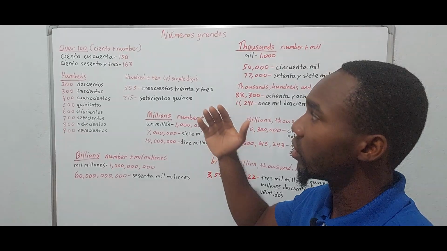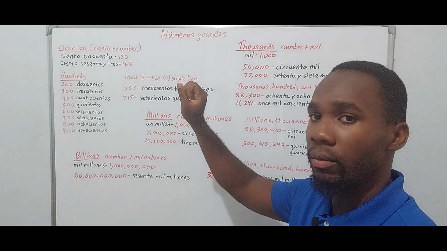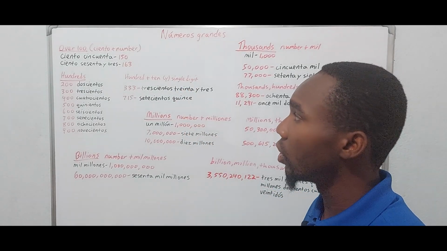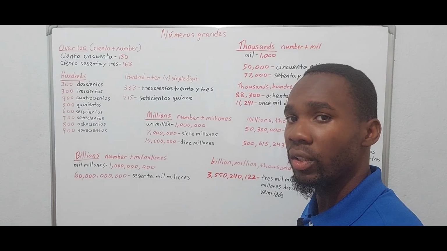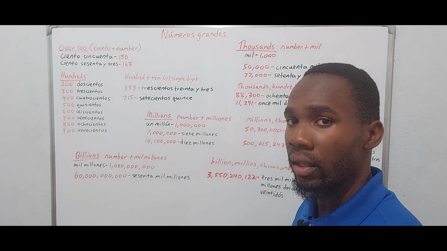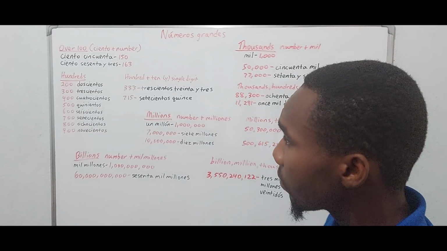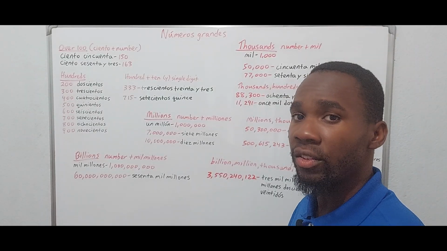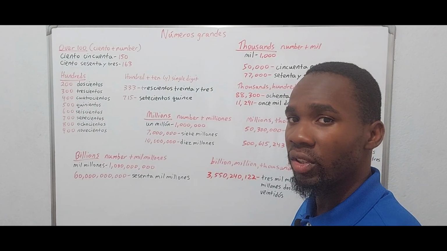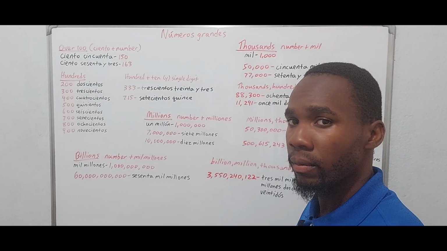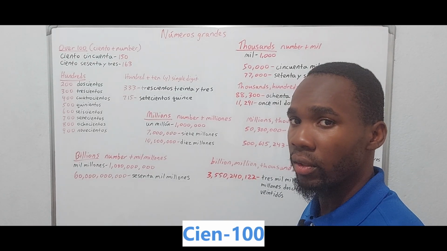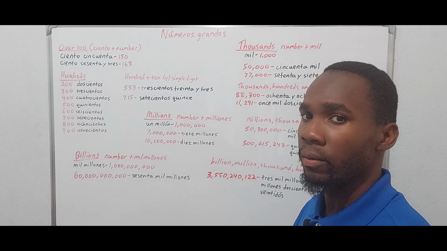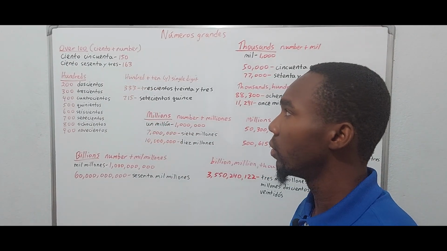Now we're starting above 100, right? If you want to learn how to count to 100, I will leave that video in the description, okay? So we're starting over 100. Now, as you know, 100 in Spanish is cien, right? That's the number 100. But if we want to count above 100, we use ciento.